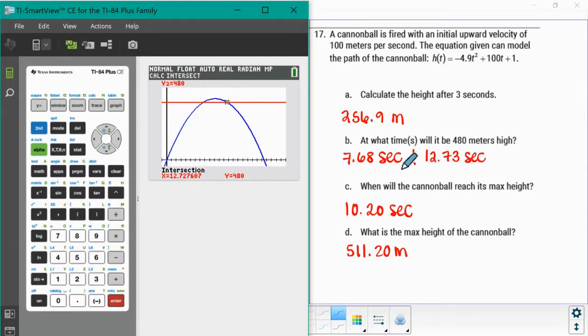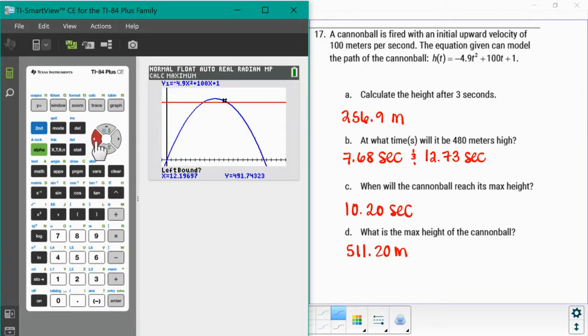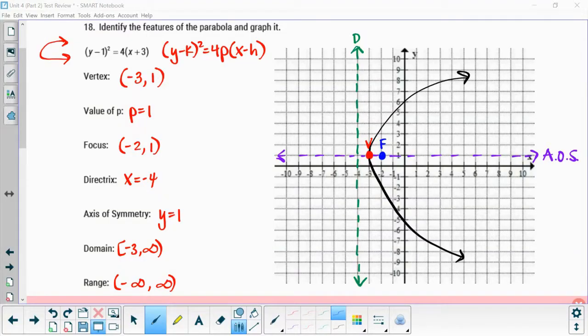12.73 seconds is the other time. When will the cannonball reach its max height? Second trace, number 4. Going to move my cursor to the left of the maximum. Move my cursor to the right of the maximum. One more enter, and it reaches its maximum height at 10.20 seconds, with its max height being 511.20 meters.